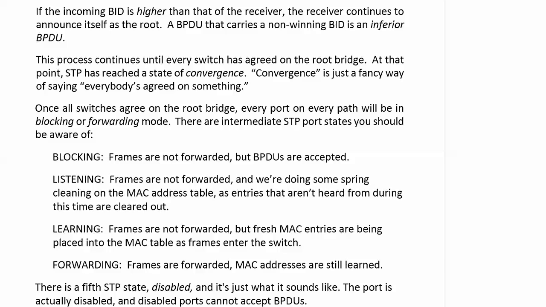There is a fifth official STP state: disabled. If you were putting them in order, I would put disabled before all of these. But it's just what it sounds like. The port is actually disabled, and disabled ports cannot accept BPDUs. That's a big difference between blocking and disabled.